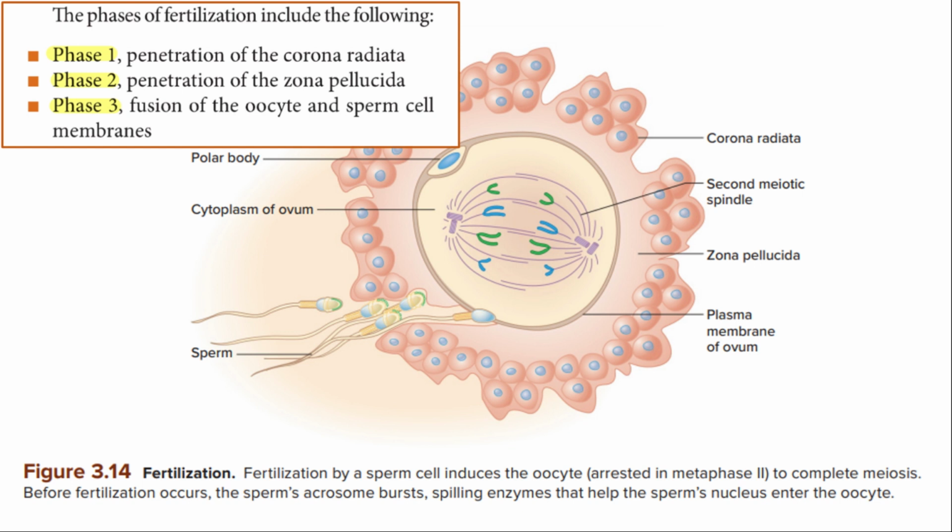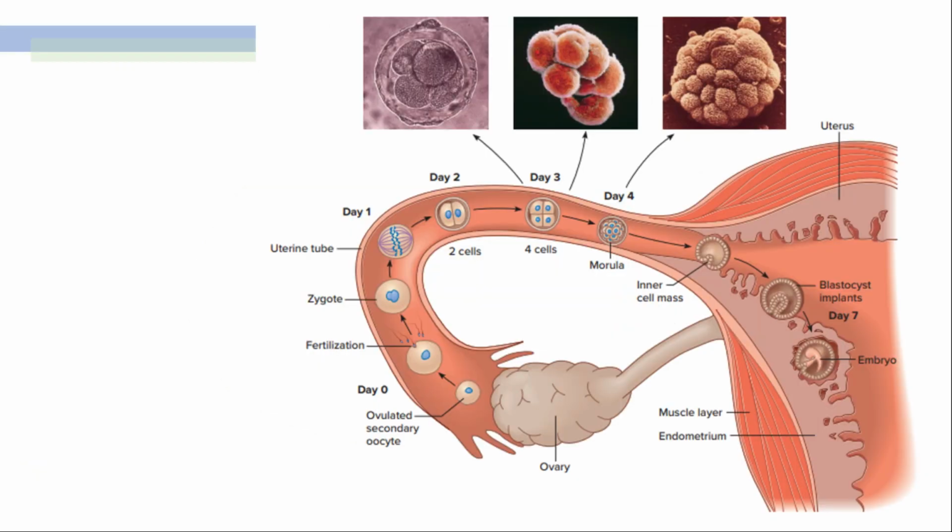And then later, ang next na mangyayari is magko-combine na ngayon yung genetic material ng ovum at saka yung genetic material ng sperm cell. So that nare-restore na ngayon yung diploid number, which is 46. The resulting cell is called a zygote, which is diploid. The zygote will undergo a series of mitotic divisions that we call cleavage.